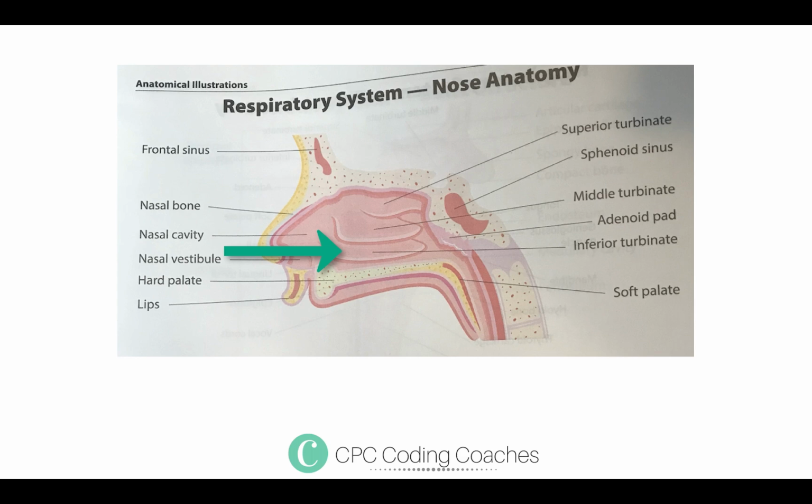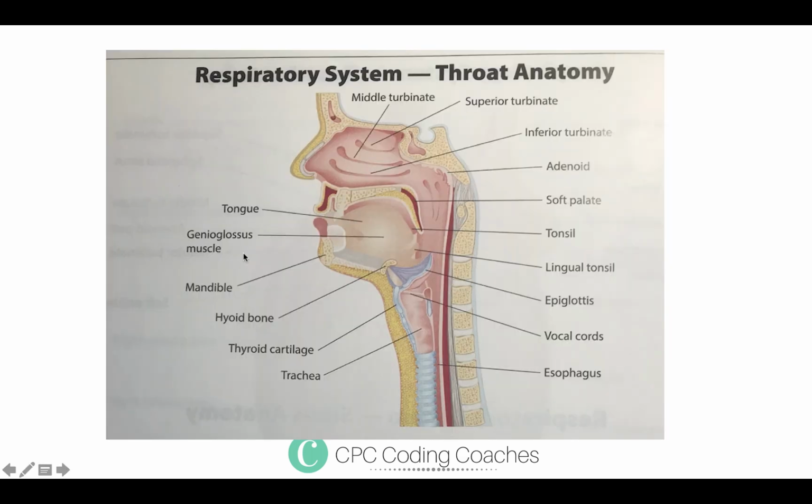This diagram shows your throat anatomy. You have your tongue, your mandible, which is your jaw, your hyoid bone, your thyroid cartilage, your trachea, your esophagus, vocal cords, epiglottis, lingual tonsil, soft palate, adenoid, inferior turbinate, superior turbinate, and middle turbinate. Tonsils and adenoids are the body's first line of defense as part of the immune system. They sample bacteria and viruses that enter the body through the mouth or nose, but they sometimes become infected.